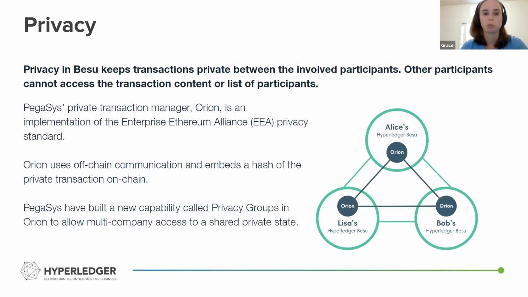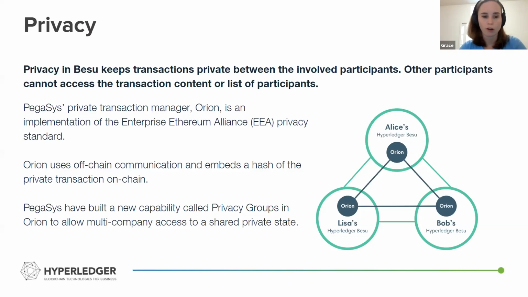Within permissioned networks, we understand that you might want to limit the initial group, and then limit the group a little further. For all private transactions, we use a private transaction manager, which is called Orion.